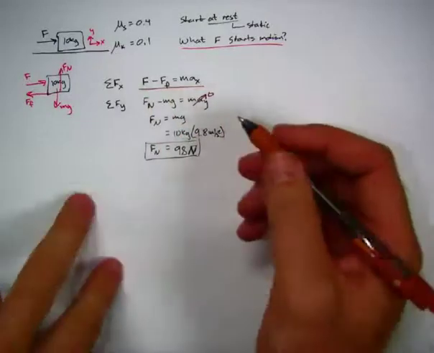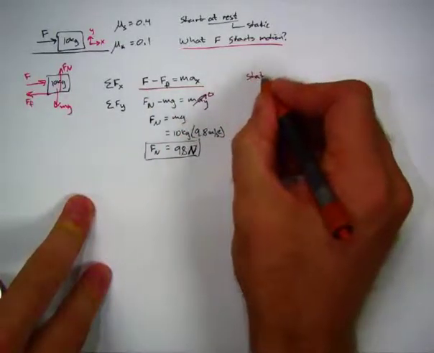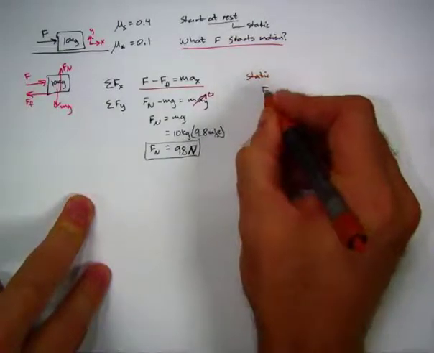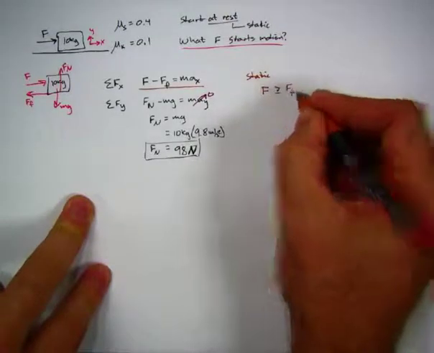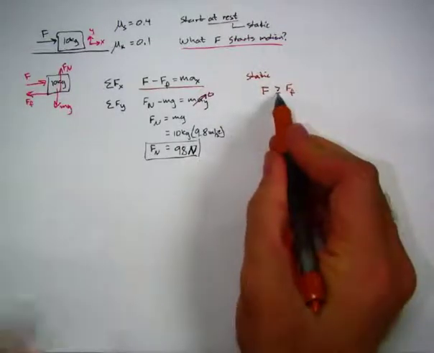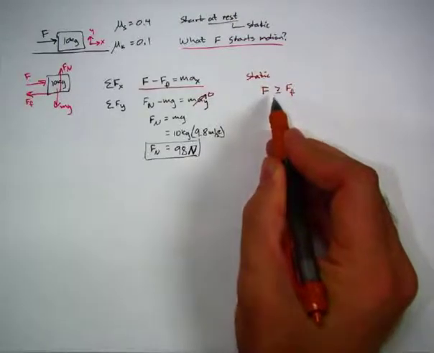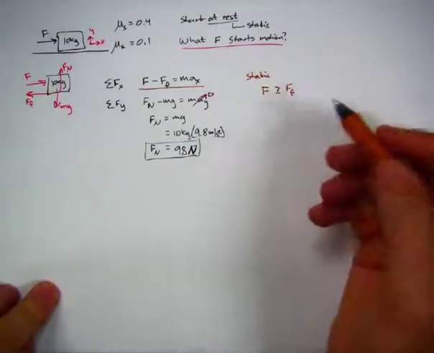So really the question we're asking in the static case is, is the force that we're pushing with bigger than or equal to the force of friction? And the equal to will be the limiting case, right? If it's exactly equal to, we're just on the border of moving. So that would be the minimum force required to start the box moving, all right?